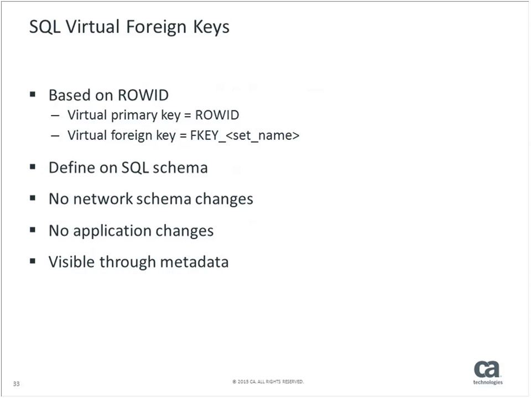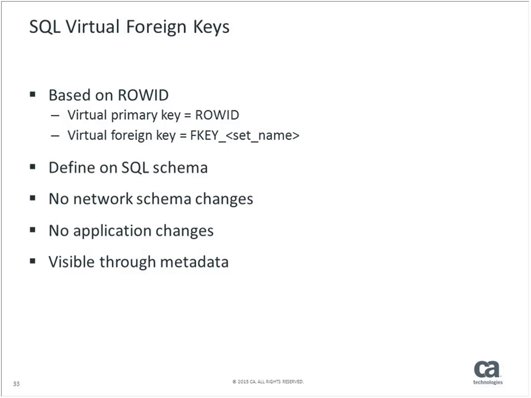Okay, so the virtual foreign keys are based on a row ID. A row ID is essentially the DB key of a record with page info attached to it. Every record can have a virtual primary key, which is its row ID, and every member record will have a column called fkey_set_name. We automatically define these, and those will be the row ID of the owner record of the set. The good thing about this is that there are no network schema changes required to implement this. There are no application changes required either.